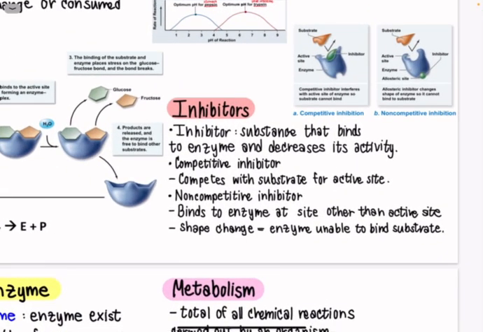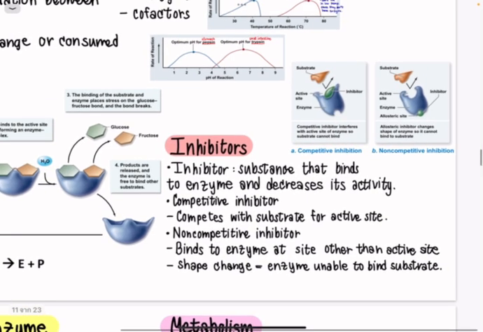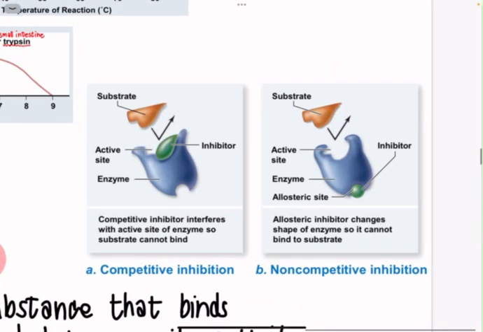Inhibitor: a substance that binds the enzyme and decreases its activity. A competitive inhibitor competes with substrate for the active site. A non-competitive inhibitor binds to the enzyme at a site other than the active site, causing a shape change that makes the enzyme unable to bind substrate. This is a picture of competitive and non-competitive inhibition.